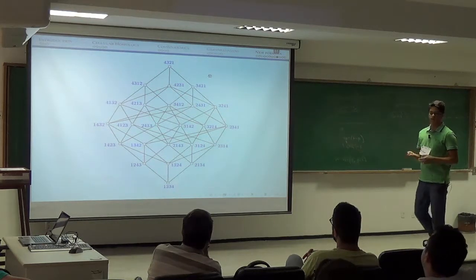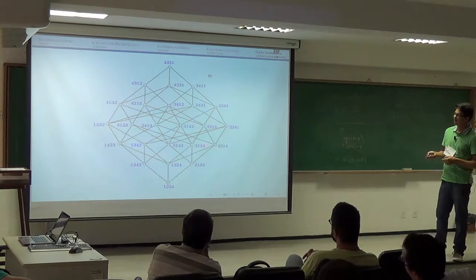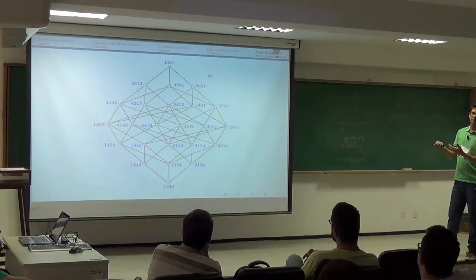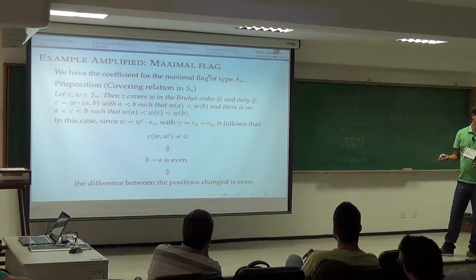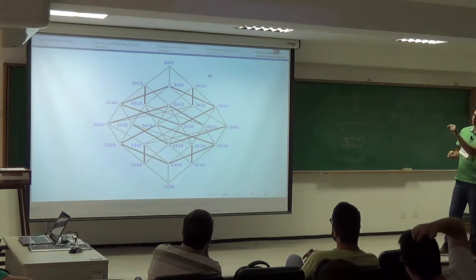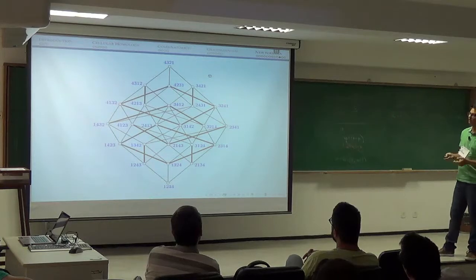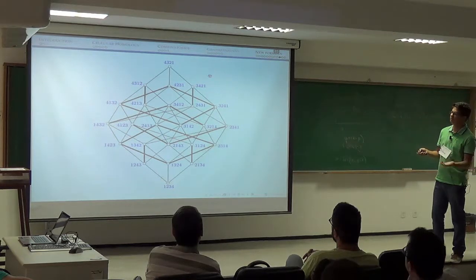For example, we can go to S4, with 24 cells: 1 cell of dimension 0, 3 cells of dimension 1, 5 cells of dimension 2, 6 cells of dimension 3, and so on. This is the Bruhat order of S4. The coefficient is not zero only if the difference of the positions changed in the permutation is even. It's very simple. So, for instance, these thicker lines give us where the coefficient is plus or minus 2. For example, from 4231 to 4132, the positions changed are the second and the fourth, and 4 minus 2 equals 2.